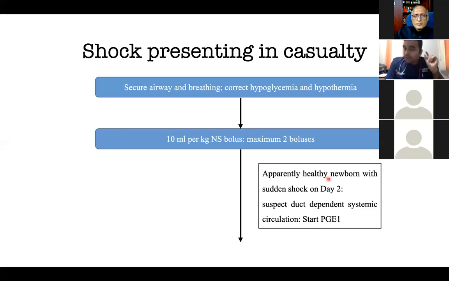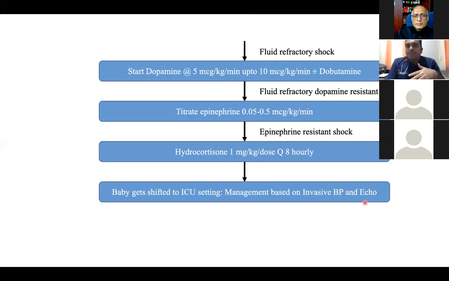Again, this is one condition you people should remember. An apparently healthy newborn suddenly presenting on day 2 with shock, suspect duct-dependent systemic circulation. If you're working in an area where you don't have echo to rule it out at that moment, start PGE1 and then refer the patient. And after fluids, if the shock is still refractory, start dopa, typically at 5, go till 10, plus or minus dobuta. Fluid refractory dopamine resistant, consider epinephrine.